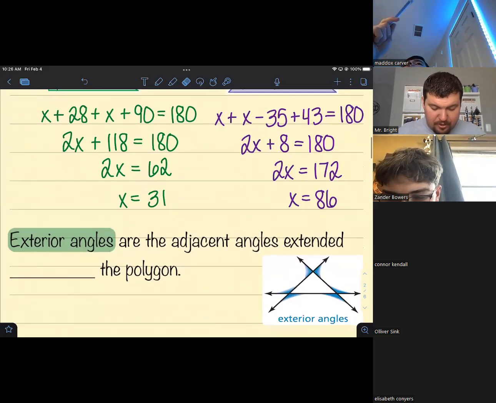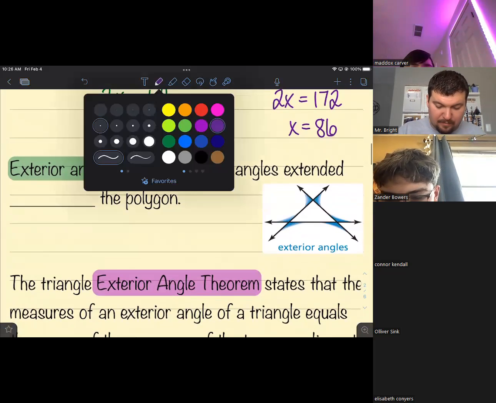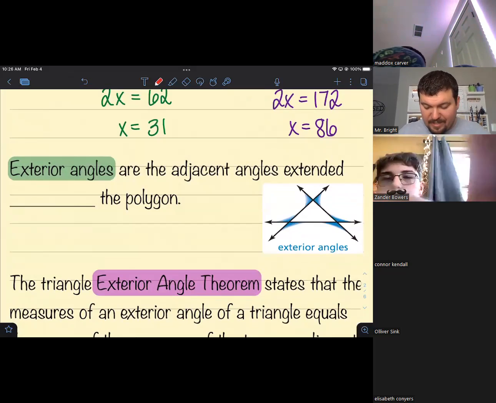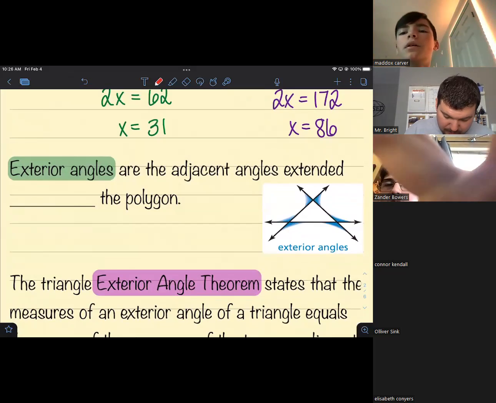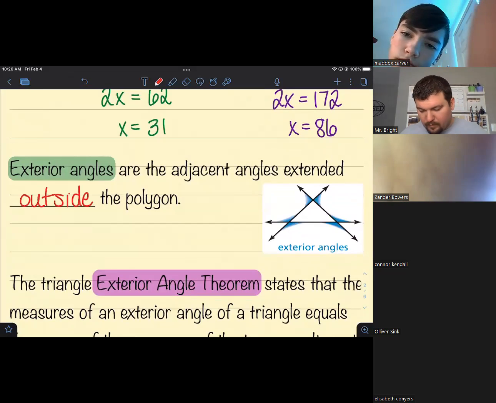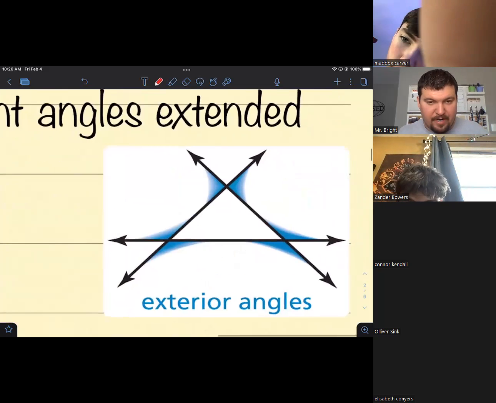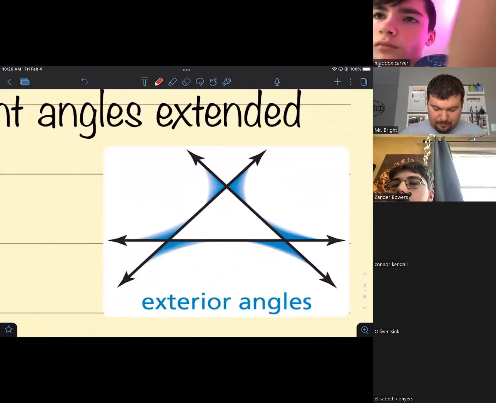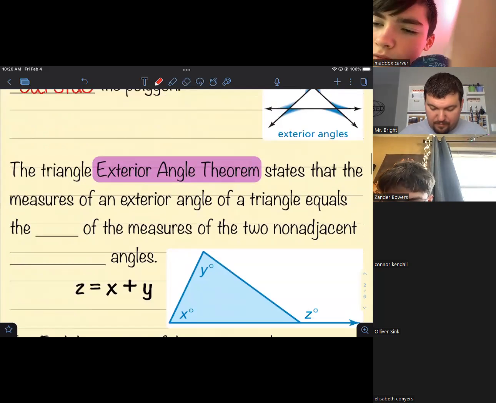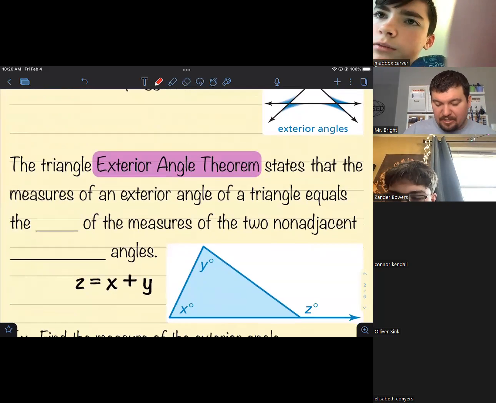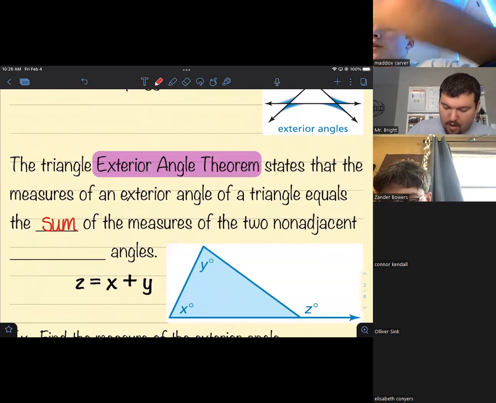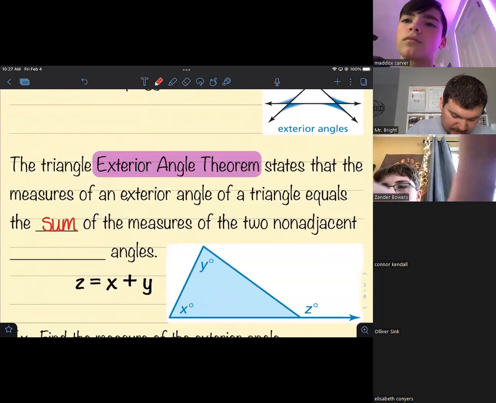Okay, so exterior angles. This should be new for us though. We've talked about interior angles, or at least you have in previous years. Exterior angles are the adjacent angles extended outside the polygon. So these are exterior angles on a triangle, okay? Now, the triangle exterior angle theorem states that the measure of an exterior angle of a triangle equals the sum of the measures of the two non-adjacent interior angles.